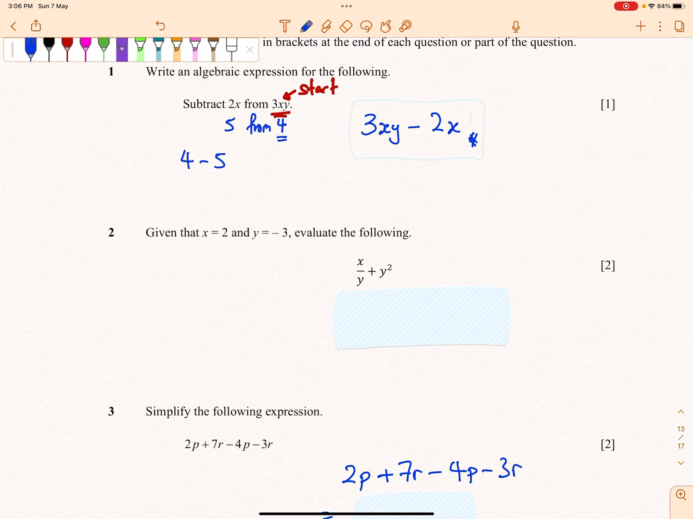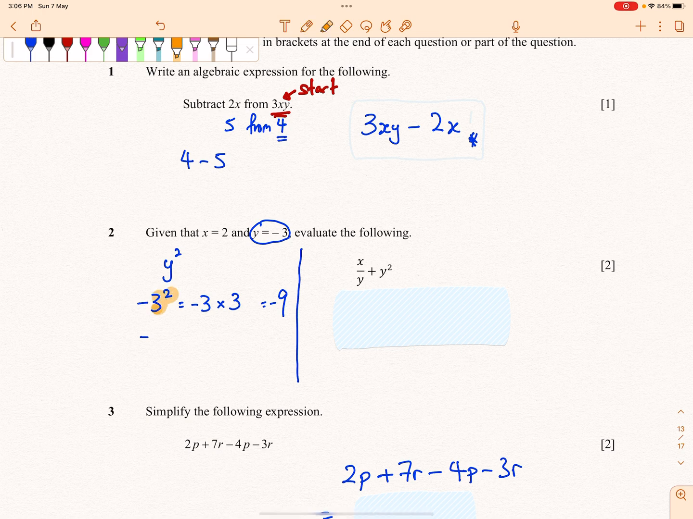For question 2, if you didn't get the answer, one of the most possible mistakes could be at the y square. So let's take a look at y square. Is there a difference when y is negative 3? We write minus 3 square in the calculator. If you press this in the calculator, you actually get minus 9. What the calculator is doing is that it takes the 3 square and ignores the minus sign entirely, so this is not what you want.